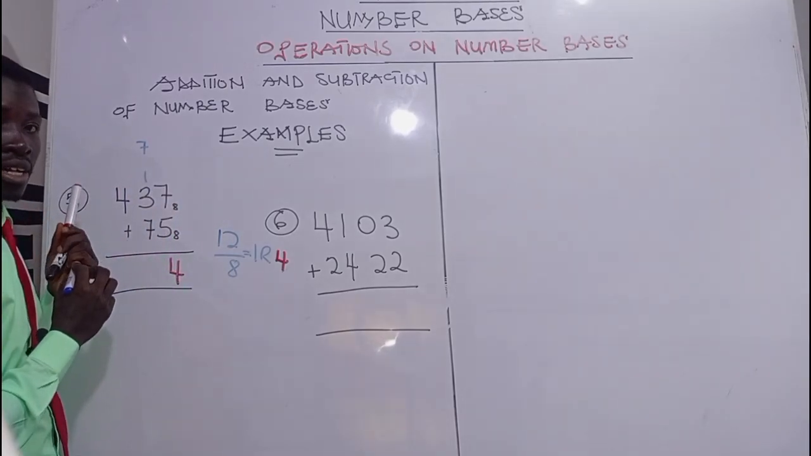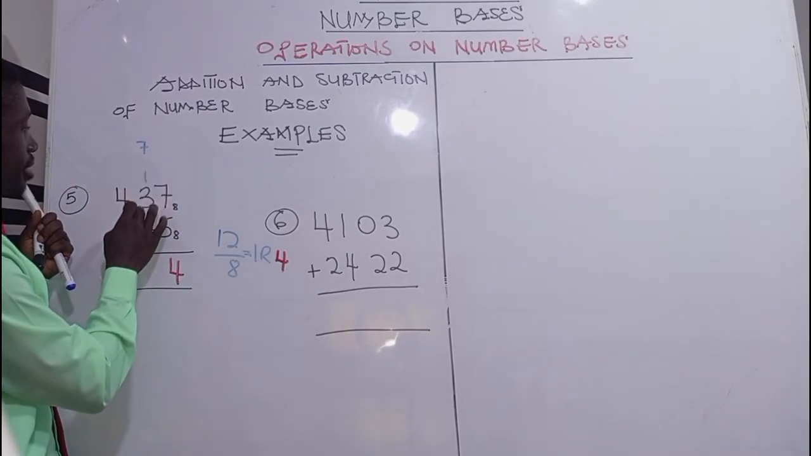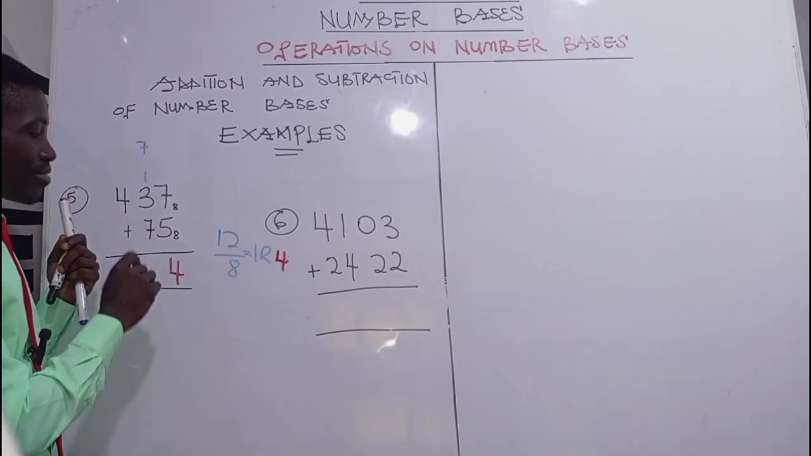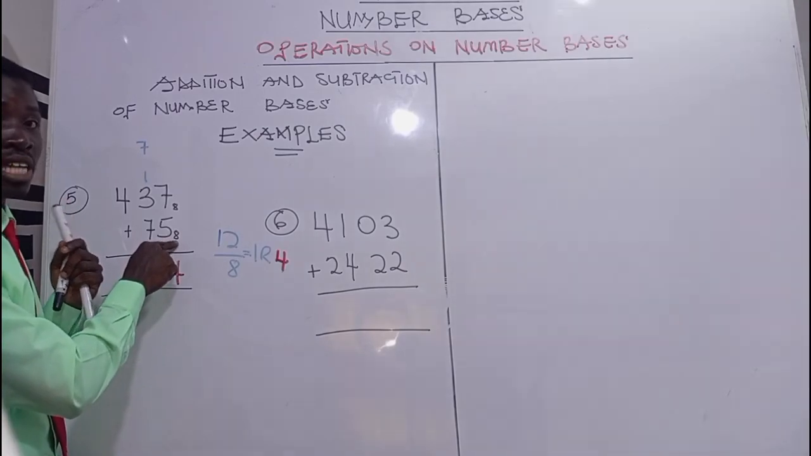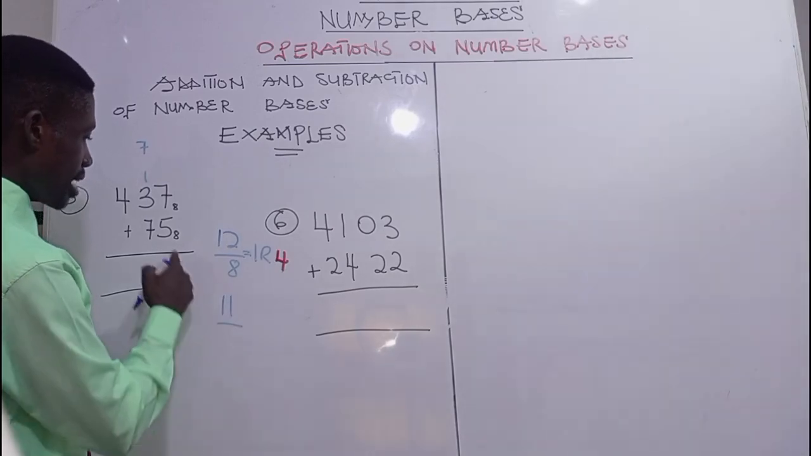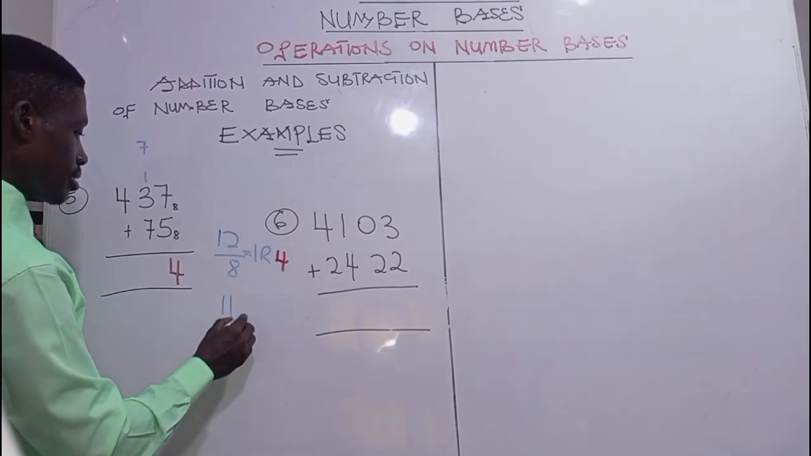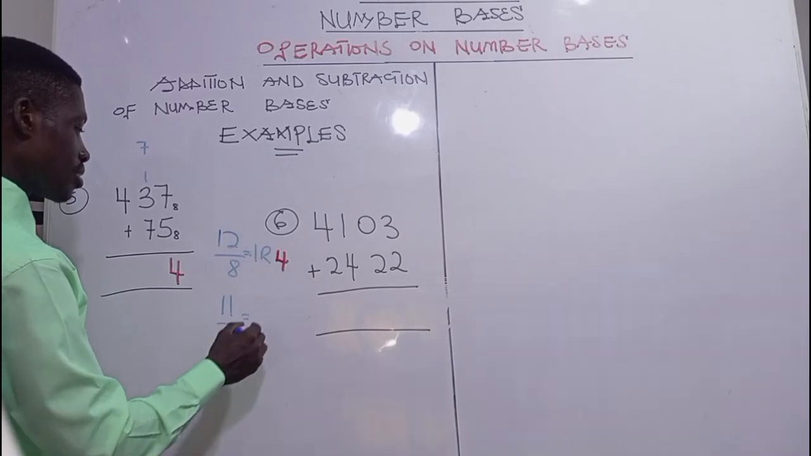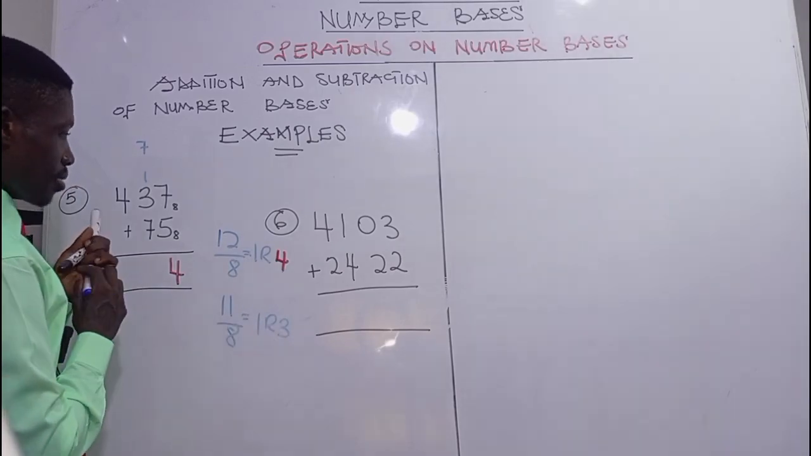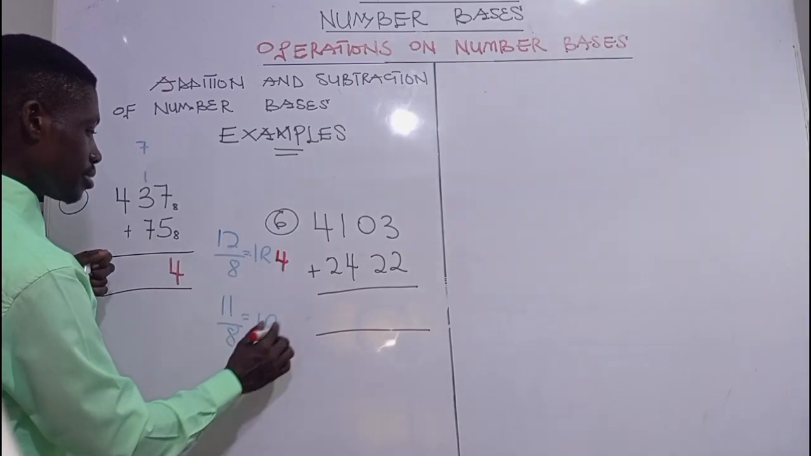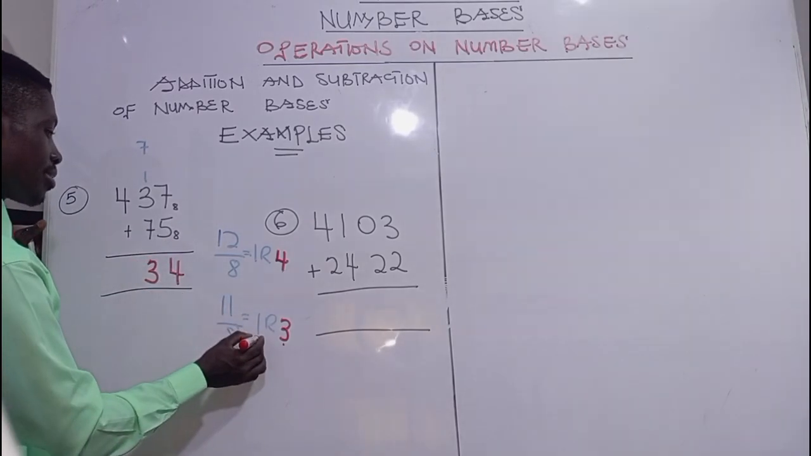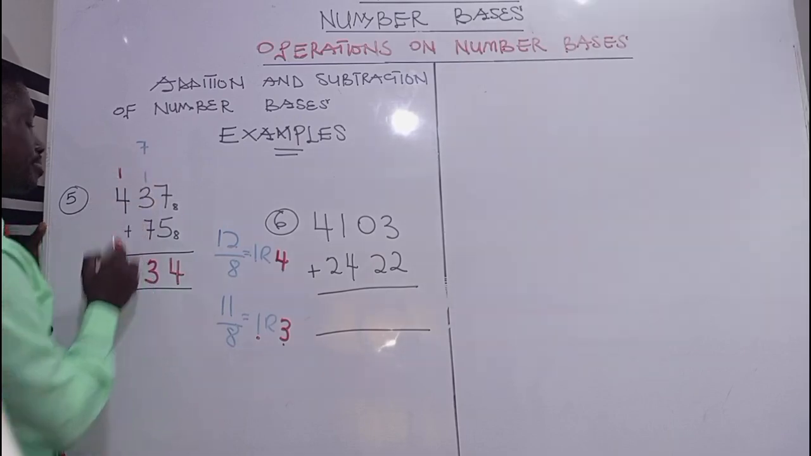Then we continue with our addition. 1 plus 3 will give us 4. 4 plus 7 will give us what? 11. 11 is greater than 8, which is the base that we are working in. So we divide that 11 by the base that we are working in. And 8 into 11 will give us 1, remainder 3. So we are going to write the remainder here. And then we are going to carry the quotient, which is 1, to the next digit.